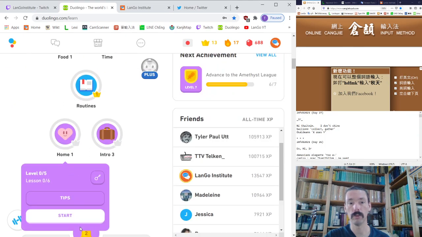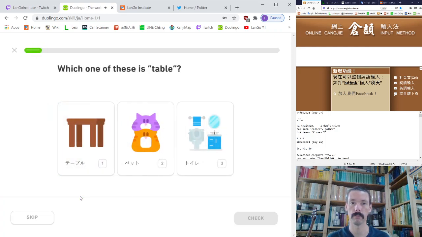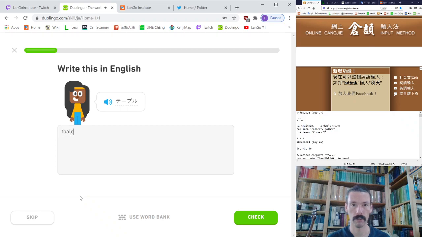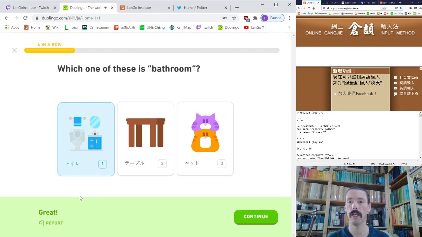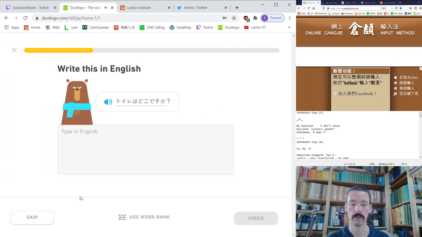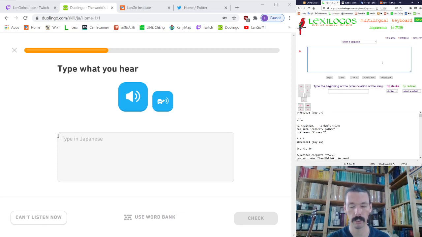Okay, we're down to the home unit. Pet. Petto. All right. テーブル, table. Let's pay attention to the accent as we do this. トイレ, toire. ペット, petto. Table. テーブル. Bathroom. Toire. トイレ. トイレはどこですか？ Toire wa doko desu ka? Where is the bathroom? テーブルはどこですか？ Table wa doko desu ka? All phonetic.